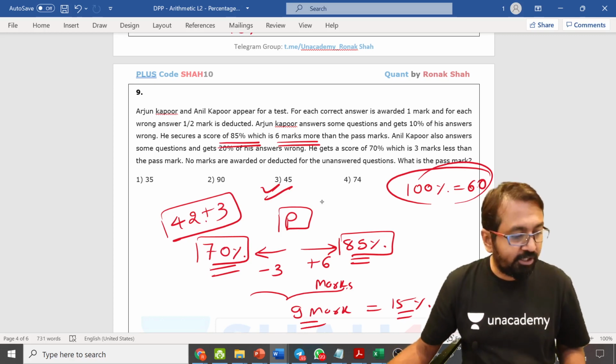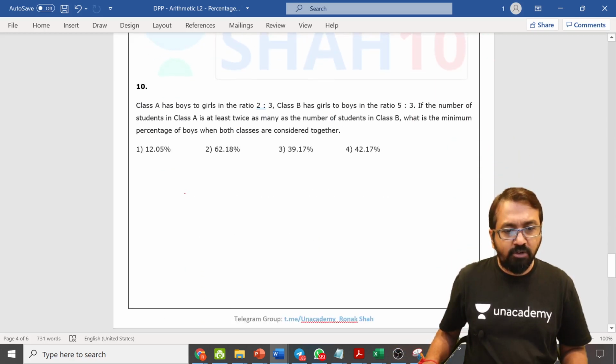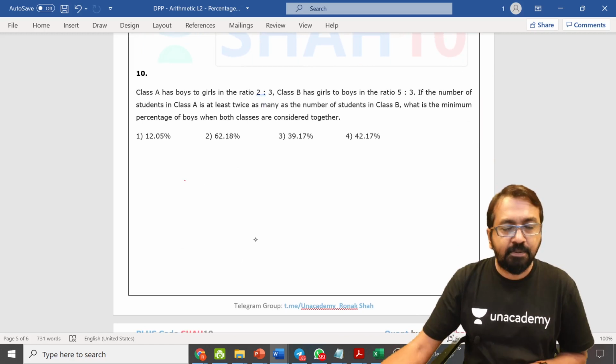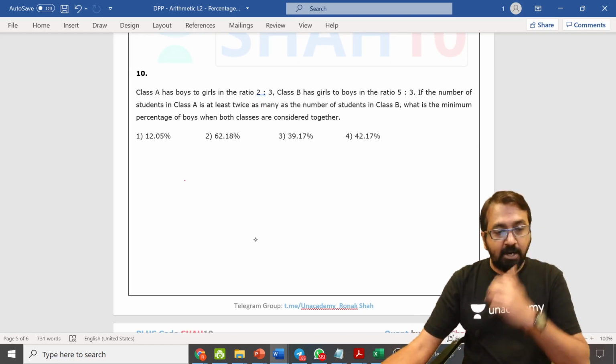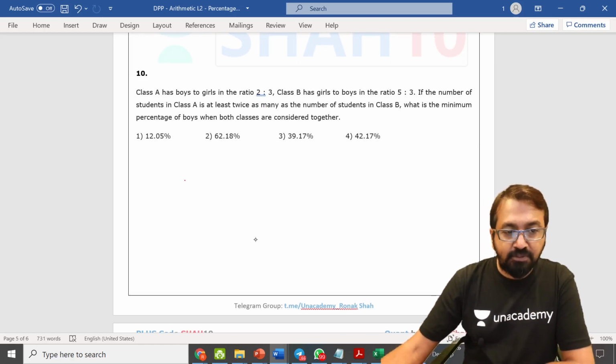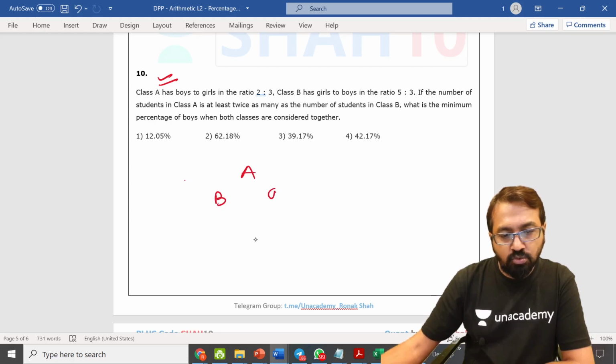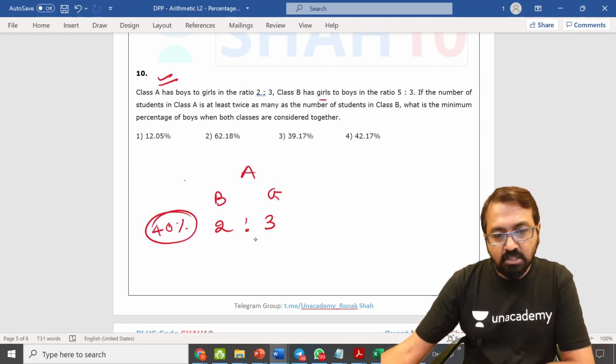So I hope all of you have understood this. Let's quickly go ahead with the next question and wind up this particular DPP solution part. So class A, now this is a good question. Class A has a boys to girls ratio of 2:3, so I can say boys are 40% in class A. And class B has a girls to boys ratio of 5:3.